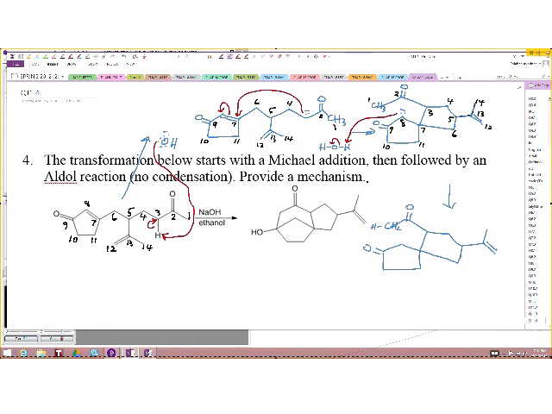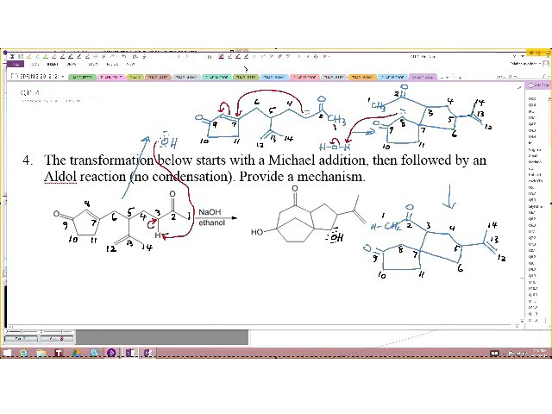Okay, so we number again: carbon 1, 2, 3, 4, 5, 6, 7, 8, 9, 10, 11, and 12, and 13, and 14. Now what happens next? We have hydroxide here somewhere. Keep in mind when we protonate, this hydroxide comes here. What happens next?